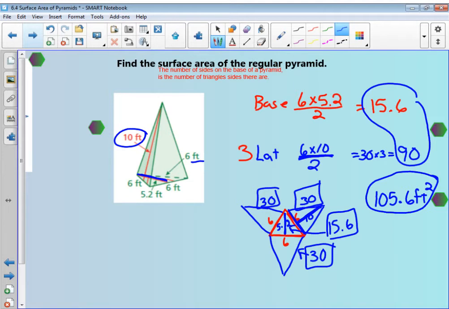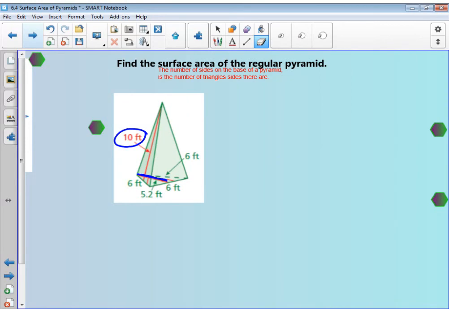Okay, that one was pretty complex. And understand, every once in a while, you're going to have one of those. You're going to have to break down that bottom figure to decide what all of your dimensions are, even for your lateral, because sometimes they'll give you a tricky triangle on the bottom.